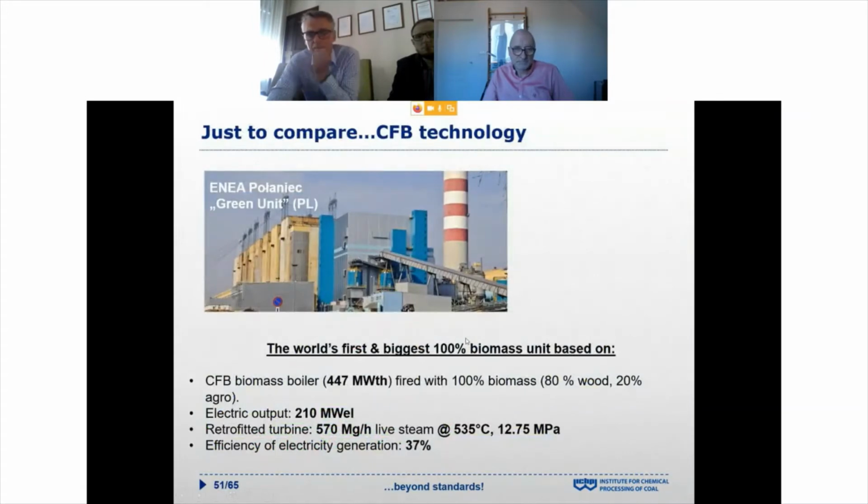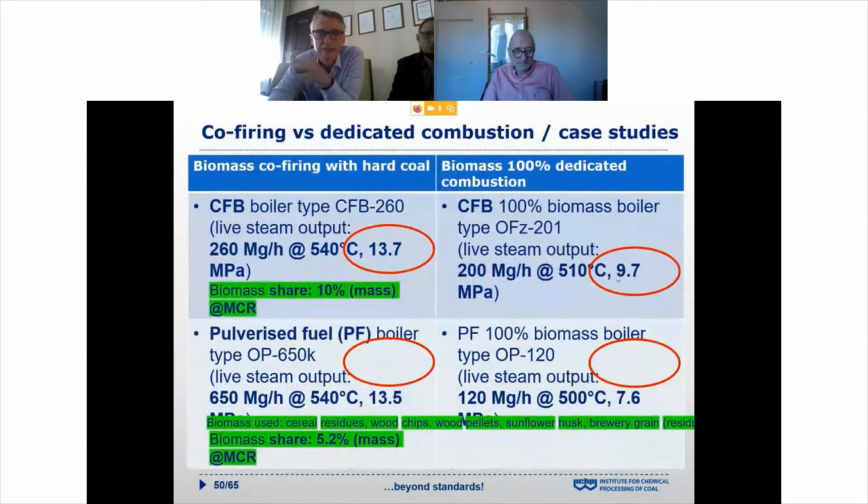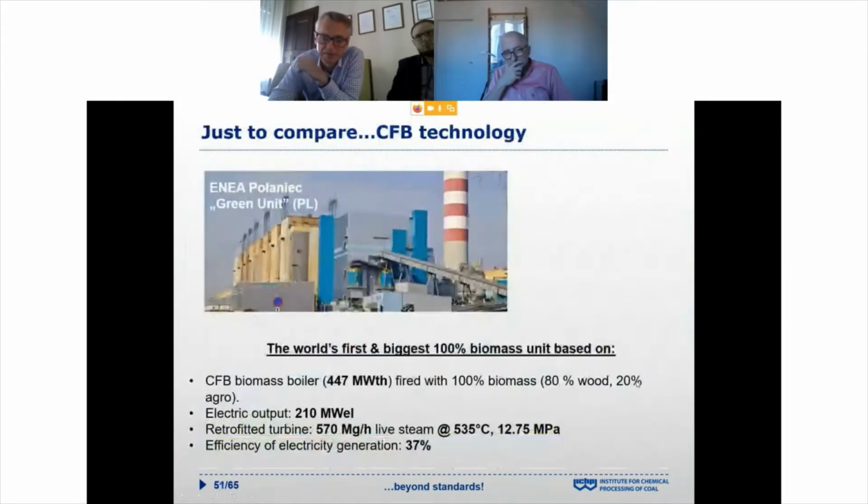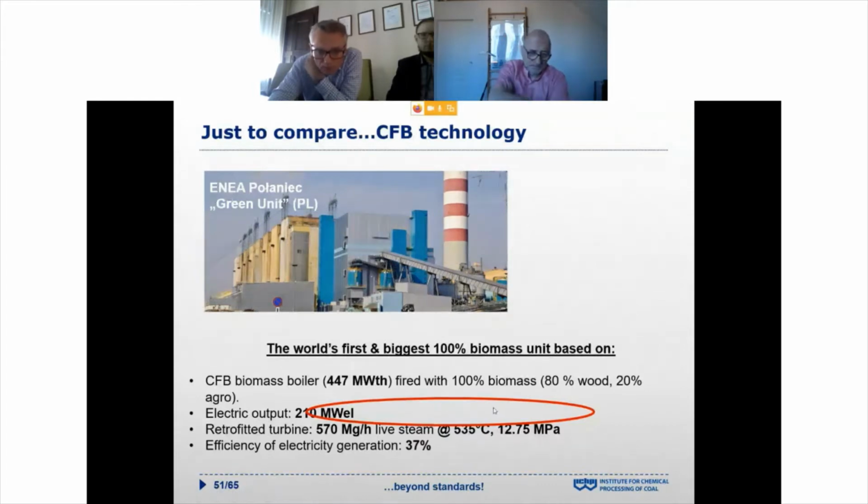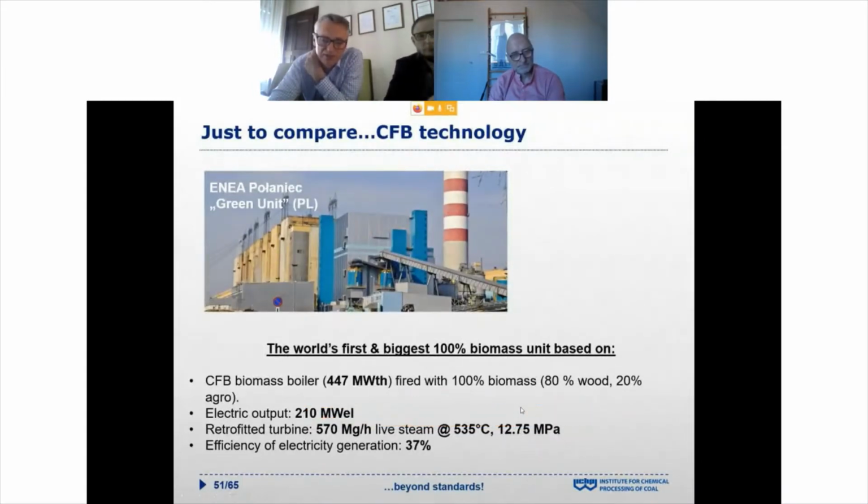Yes. Well, it's not like that the biomass combustion generally has such a small pressure of the live steam. We have another case, and I'm going to share this information with you also. That we have in Poland the only biomass combustion unit. That was the world's first and the biggest 100% biomass unit based on a wood and agro biomass combustion. And here the steam parameters are higher. So you observe that it's almost like the 13 megapascals of the pressure of the live steam.